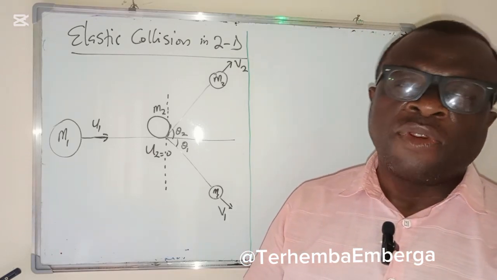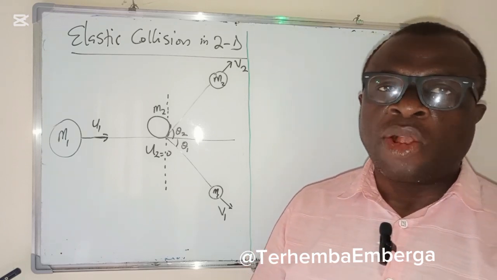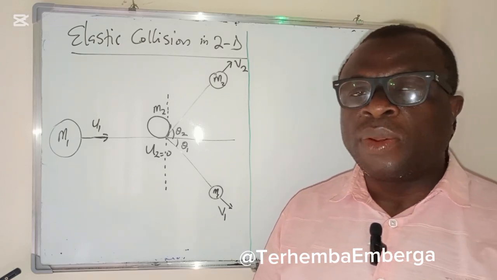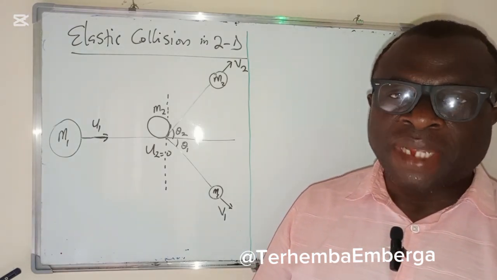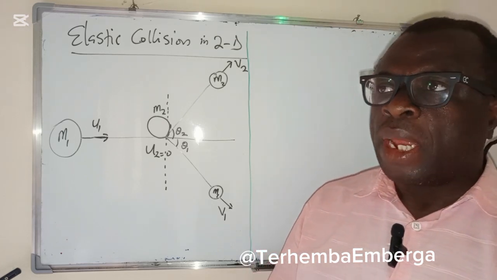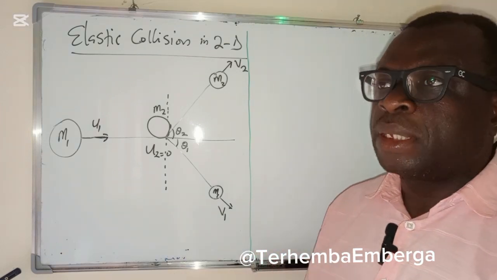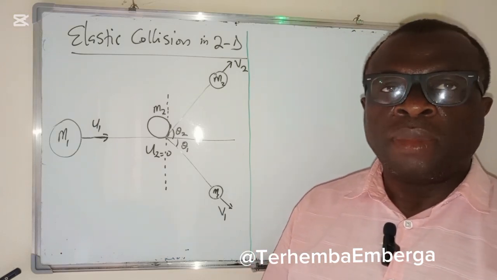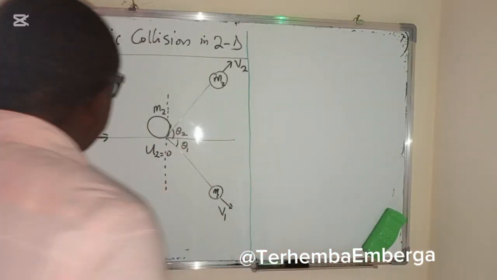Elastic collision is a type of collision where both momentum and kinetic energy are conserved after the impact. Whereas inelastic collision is a collision where only momentum is conserved after the impact. But we've looked at it in terms of moving in the same axis. Here we want to look at what if it moves in two dimensions, both the x and the y axis. So let's look at this scenario.